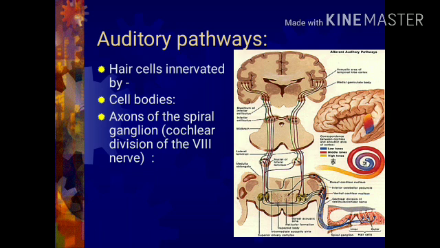As we all know, hair cells are receptors in the organ of Corti. Nerve fibers supplying hair cells go to the spiral ganglion, and axons of the spiral ganglion form the cochlear division of the vestibulocochlear nerve, that is the 8th cranial nerve. This cochlear division ends in the ventral and dorsal cochlear nuclei in the medulla.